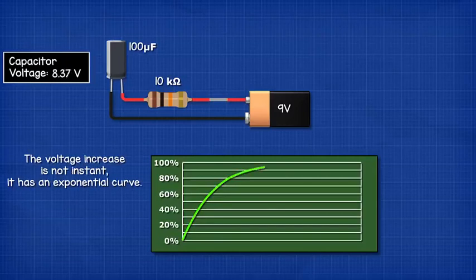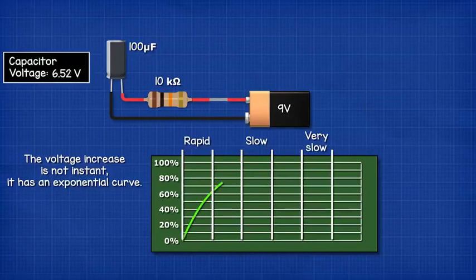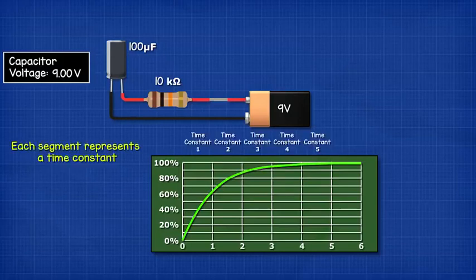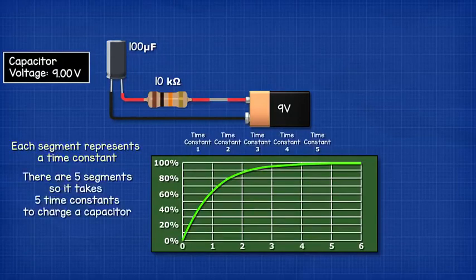At first, the voltage increases rapidly, and then it slows down until it reaches the same voltage level as the battery. We split this curve into 6 segments, but we're only interested in the first 5, because at the 5th marker, we're basically at full voltage, so we can ignore anything past this. Each segment represents something called a time constant. Therefore, as we have 5 segments, we have 5 time constants. So, it will take 5 time constants to charge the capacitor from 0 to just under 100%.